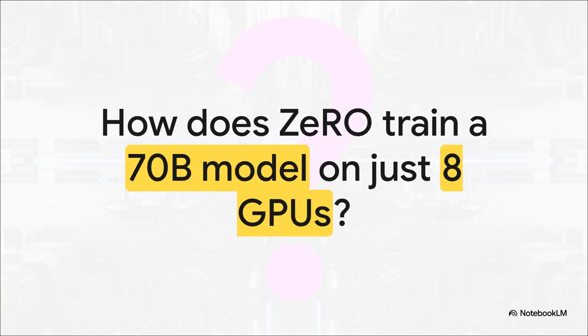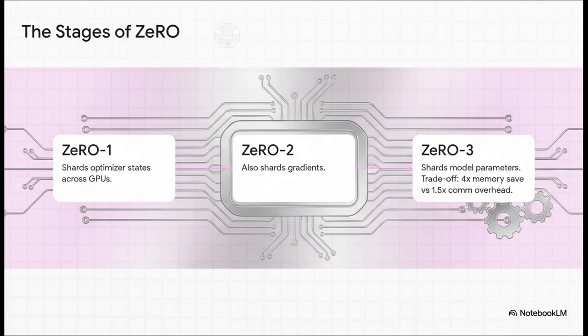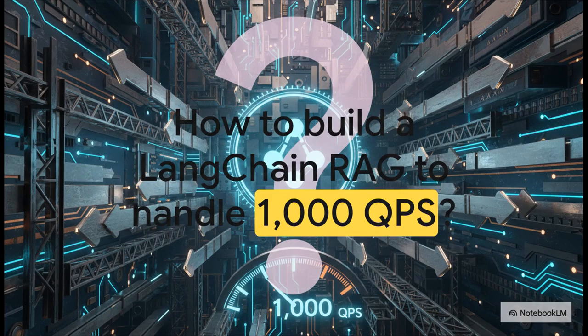Well, a huge piece of that puzzle is a framework called ZeRO, which stands for Zero Redundancy Optimizer. The genius of ZeRO is that it intelligently splits up all the stuff that eats memory across a whole cluster of GPUs. At its most powerful stage, ZeRO-3, it's not just splitting up the temporary data, it's splitting up the model itself. This gives you an incredible memory savings, but it introduces a new bottleneck. Now all those GPUs have to constantly talk to each other, so you're trading memory usage for network speed. Another trade-off.